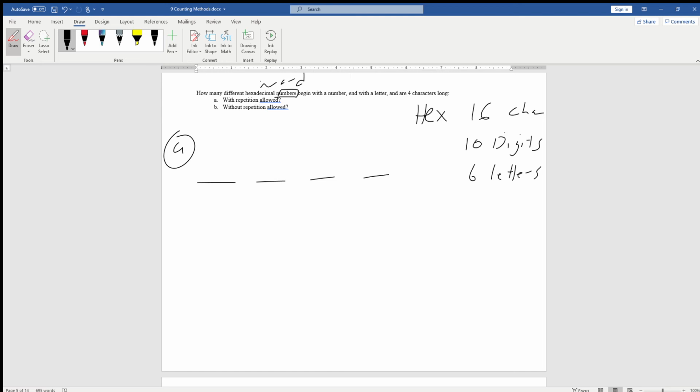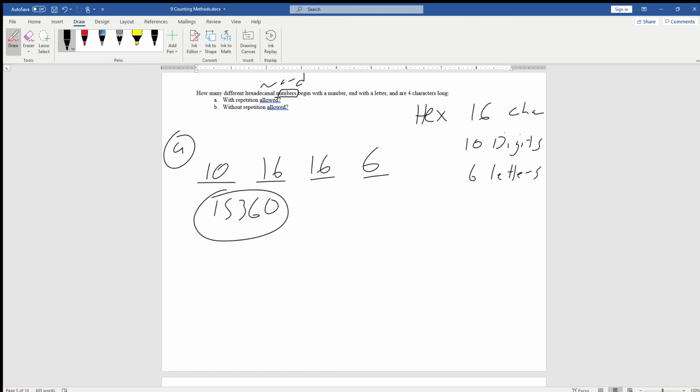It begins with a number, so we know that there are 10 possible numbers. It ends with a letter, so we know that there are 6 possible letters. It doesn't matter what's happening in the middle, because repetition is allowed. So there are 16 possibilities for each of those. We're going to throw that into our calculator, and I end up with 15,360.